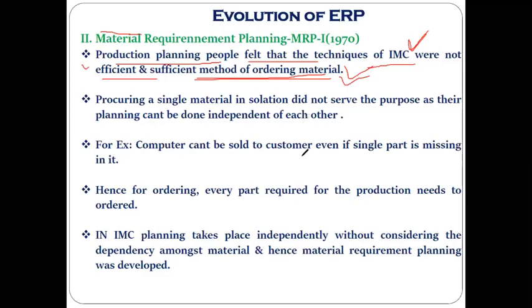Now, one main thing related with the IMC is that in case of IMC, planning takes place independently, without considering the dependency among the materials. That is the main thing related with the IMC. In inventory management and control, planning or decision takes place independently, in the sense without considering the dependency among the materials. Now, what does it mean, without considering the dependency among the materials?